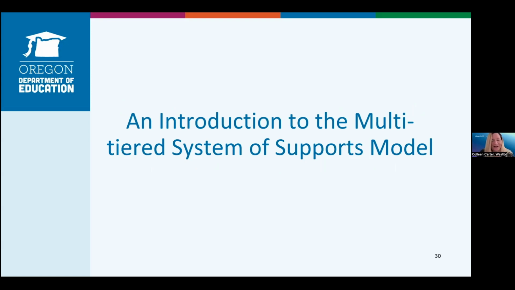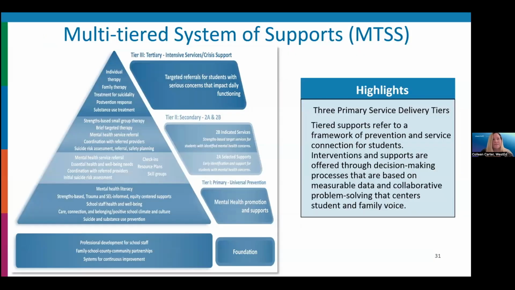Thank you, Derek. Hi, I'm Colleen Carter with WestEd, and I'm going to talk next about the multi-tiered system of supports model. We call this the MTSS model. This is a proactive and preventative framework for organizing mental health systems. It helps at a system level, built on a foundation of professional development, strong community partnerships, and continuous improvement. There are four essential components to this.